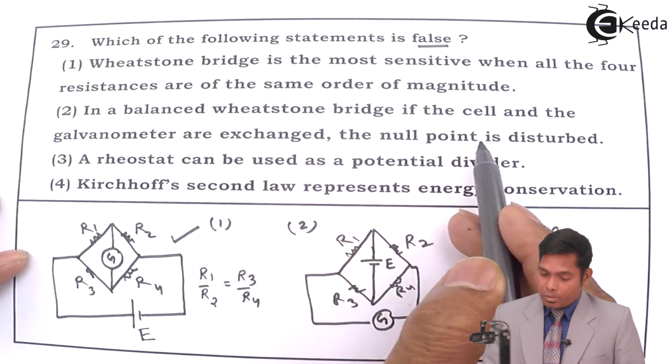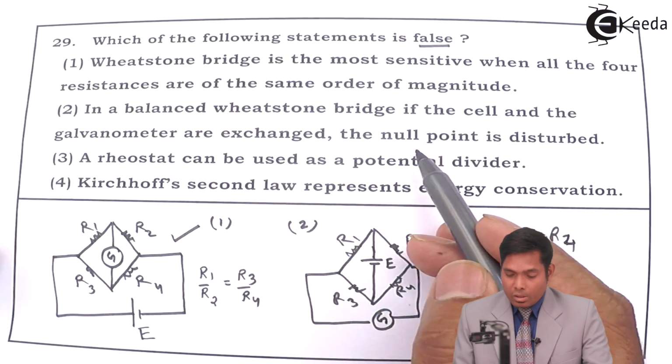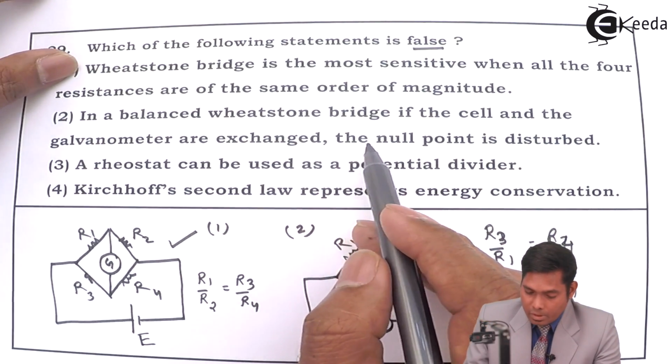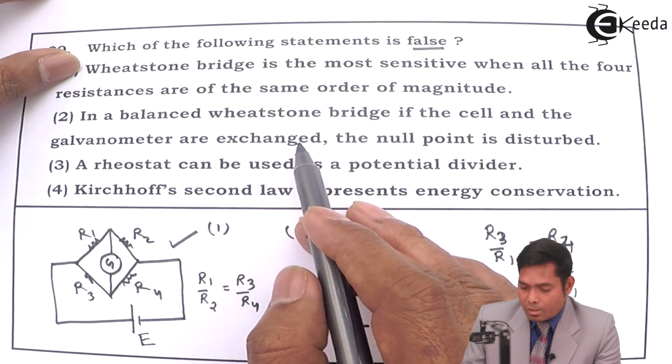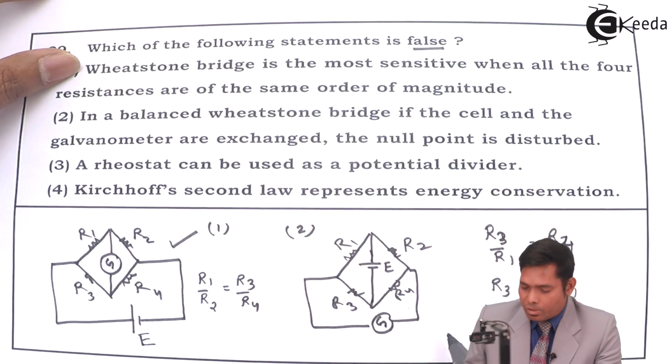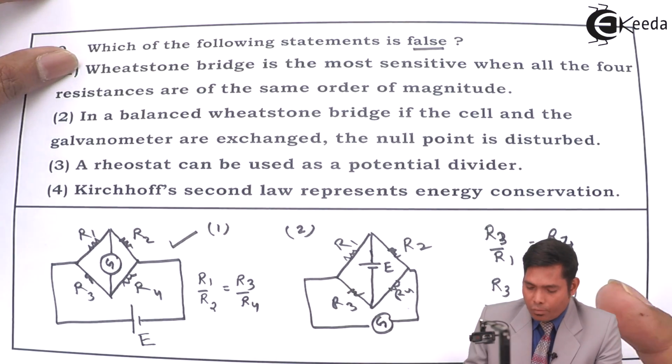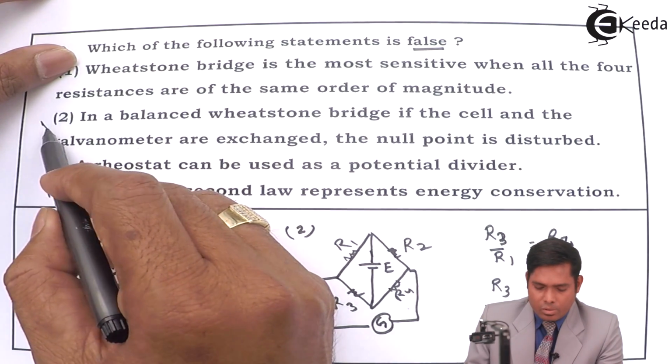The statement says the null point is disturbed. So this is the answer actually, because in a balanced Wheatstone bridge, if the cell and the galvanometer are exchanged, it says the null point is disturbed. But what we are getting is that the null point is not disturbed. So this is a false statement. This is the answer to this question.